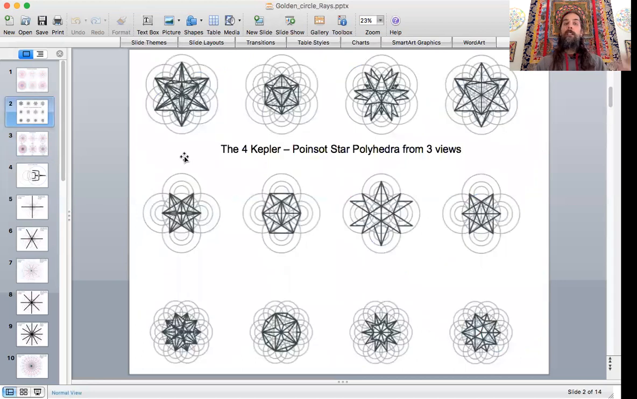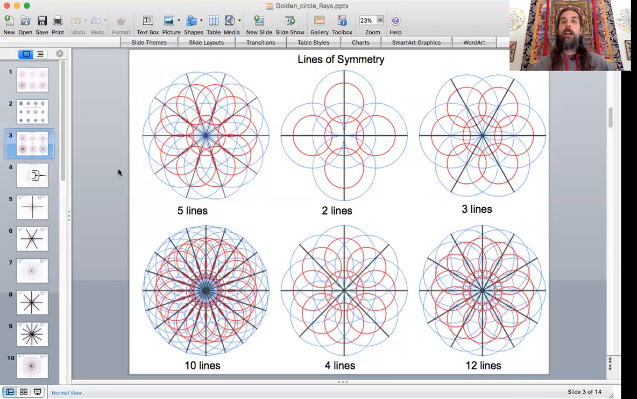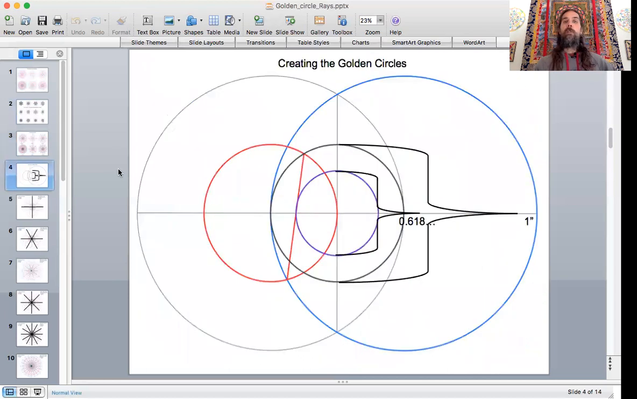Basically, if we've got all these Kepler-Poinsot star polyhedra, that means we already have all the platonic solids and many other forms that are contained within these patterns. And you can check out some of my other videos to describe how those platonic solids and other forms are in these patterns.